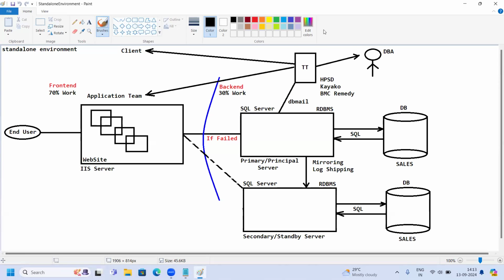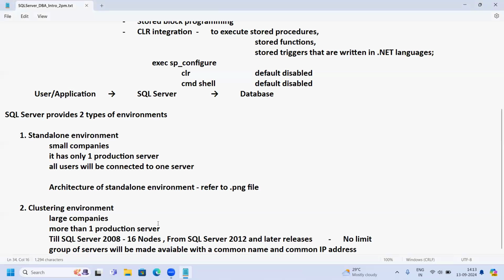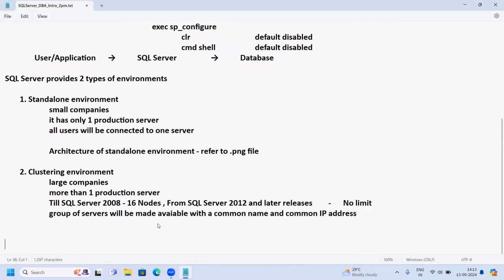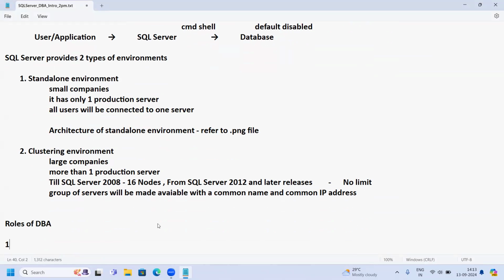Today, we are going to continue with the next part. So what are we going to study today? First, we'll discuss the responsibilities of a DBA, the roles of a DBA. The first thing we are involved in is the installation and configuration of SQL Server.